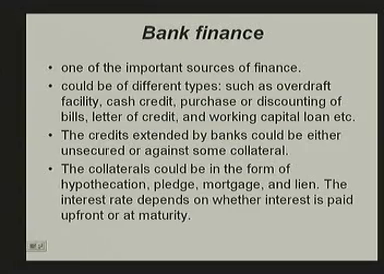Now, the credits extended by banks could be either in the form of unsecured loans or through some collateral. That means the banks are giving you a loan against, let us say, some assets. You may show that, look, I have got asset A, I have got asset B, I have got asset C. Now, against these assets kindly give me a loan. Now, when you talk of collateral, it could be in different forms. For example, it could be hypothecation, it could be pledging, it could be mortgage, or it could be lien.